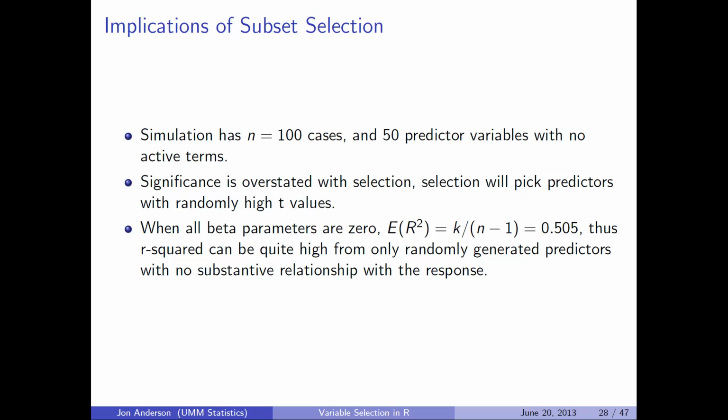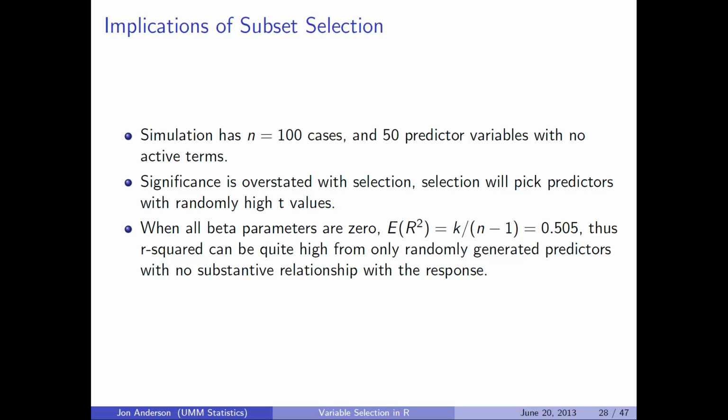Let's just take a look at a little sobering example about doing model selection. I've got some data here that have 100 observations. There's 50 predictor variables to pick from, and none of these predictor variables enter the mean function. They are all inactive. There are no active terms in this simulation. None of the predictors are related to the response. They are just totally randomly generated predictors. I want you to see what happens.